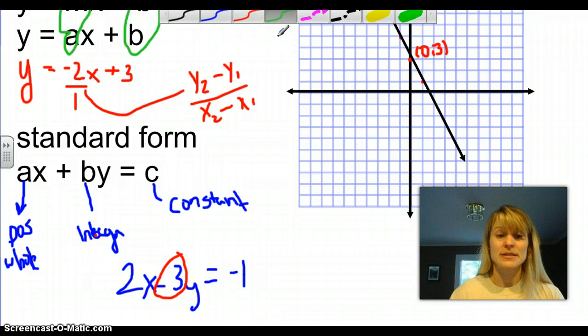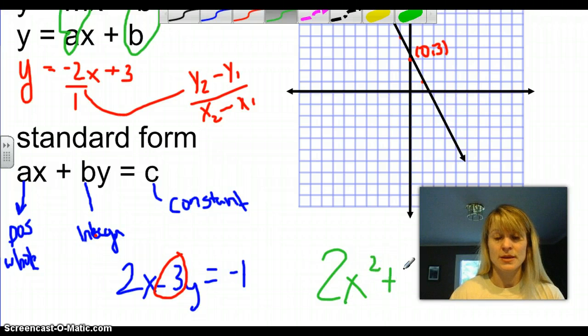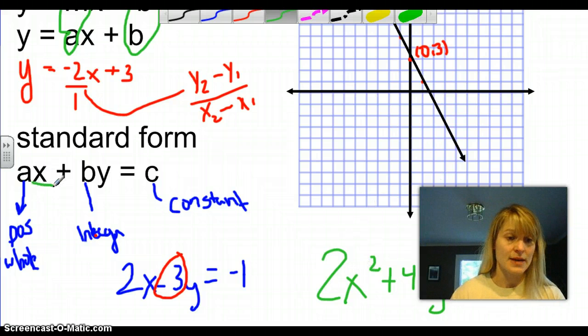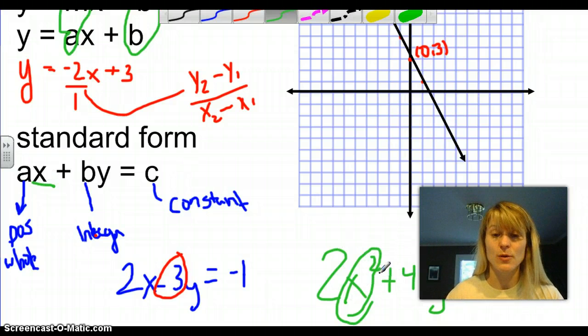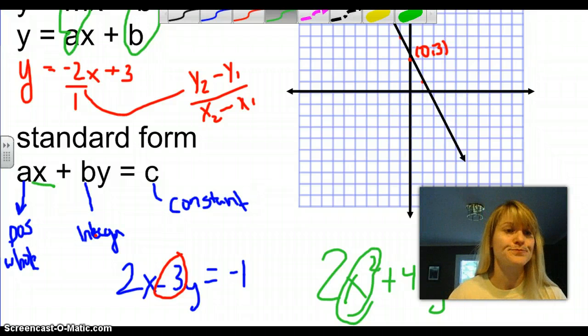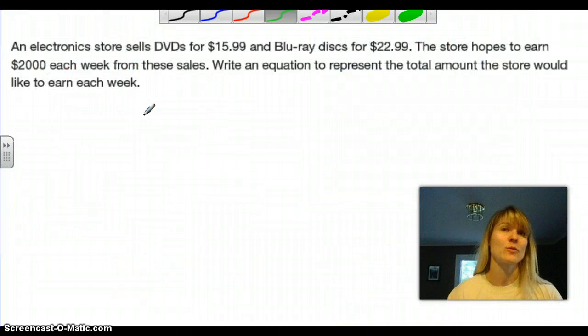If you had something that looked like this, 2x squared plus 4y equals -2. This is not in standard form. It has 2 as its a, but it has to have an x, and this has x squared. X squared makes this not a linear function. Your b is 4, you have your y, and you have your constant of -2, but this is not in standard form. And if you remember from the beginning of class, something to the second power gives you a quadratic equation or a parabola. So tomorrow we're going to work on word problems because a lot of word problems are in standard form.